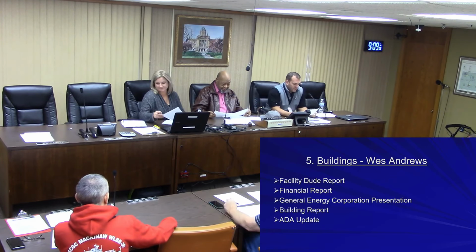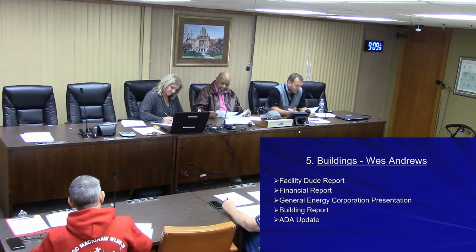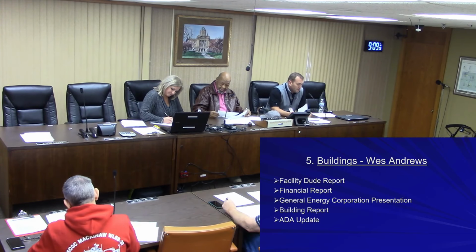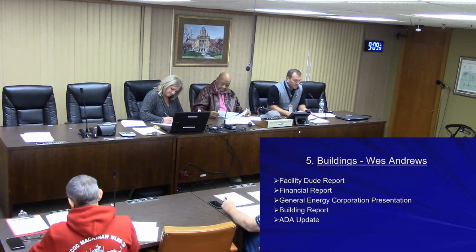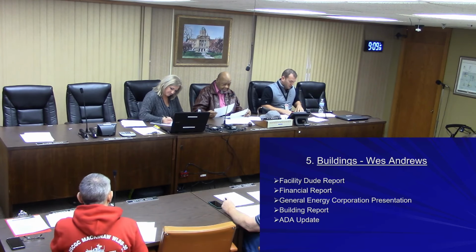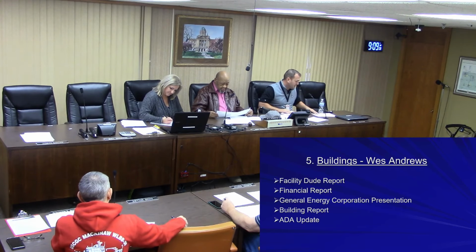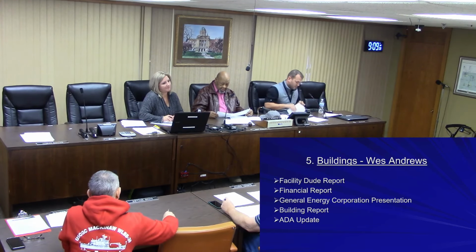First item on the agenda is a Facility Dude report for last month. 169 work orders. So again, that's pretty typical. We'll move on to the financial report. You've got 2 of them there in front of you. We'll deal first with the monthly expenses, which is this sheet here.